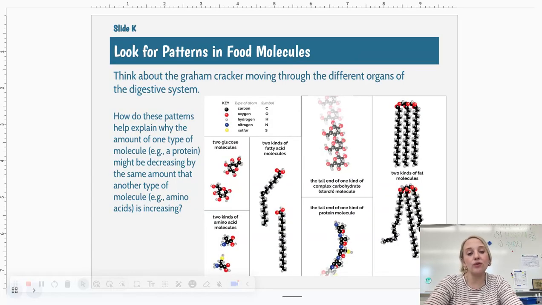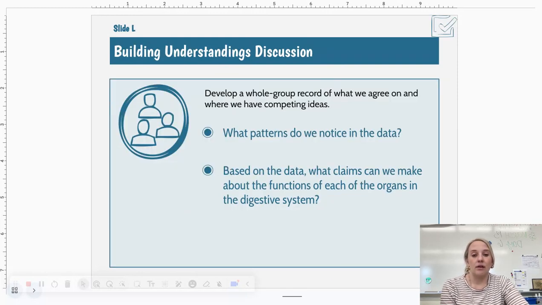And then I want you to look for patterns in the food molecules. So think about a graham cracker, for example, moving through the different organs in the digestive system. Now you have this food molecule paper already. How do these patterns help explain why the amount of one type of molecule might be decreasing by the same amount that another type of molecule is increasing? Just like we saw in the mouth. See if we can find any patterns in the data.